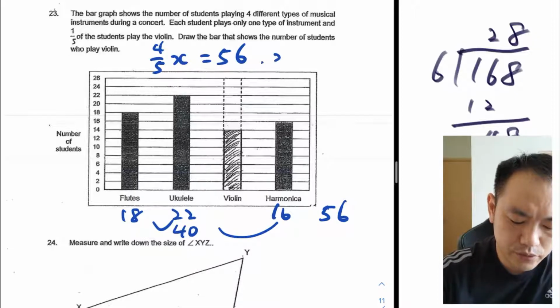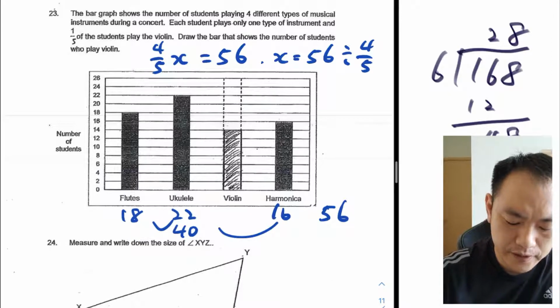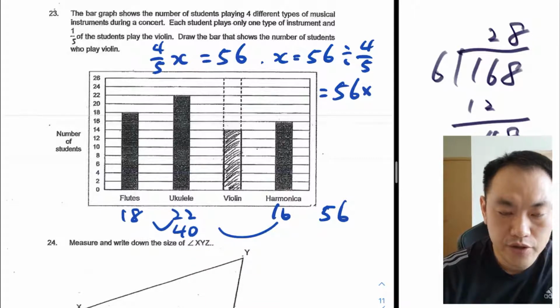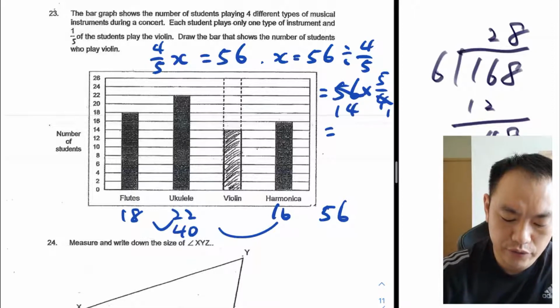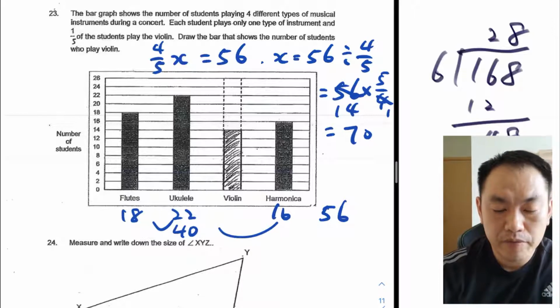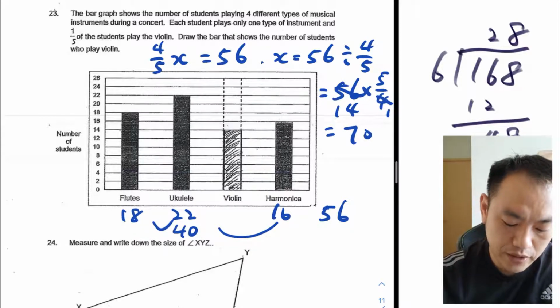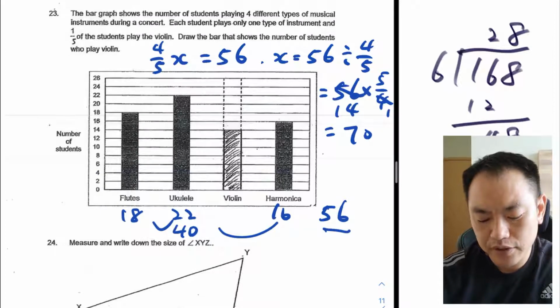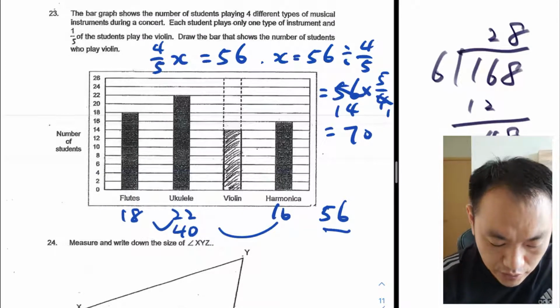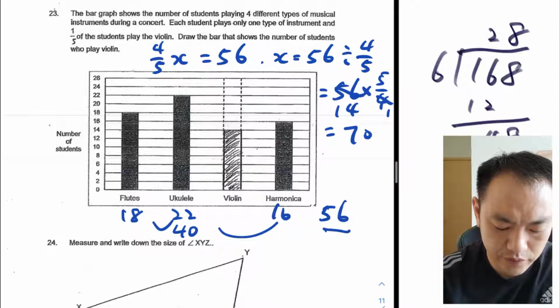So x equals 56 divided by 4/5, and same as the last question, 56 times, you just flip the fraction, so 5/4. 56 and 4 you can simplify by 4, so this gives you 14, and 14 times 5 gives you 70. So the total number of students is 70, and the students who play all the other instruments is 56. So 70 minus 56 gives you 14, and that's why here it shows the violin. The number of students who do violin is 14.